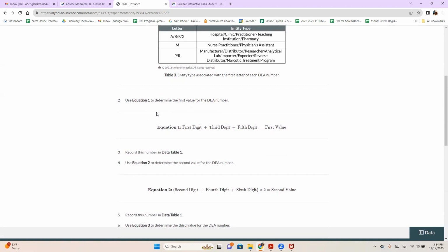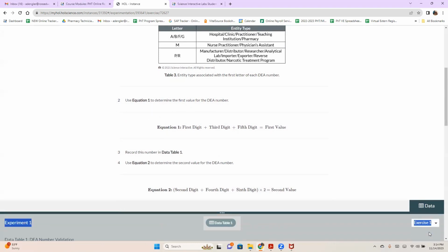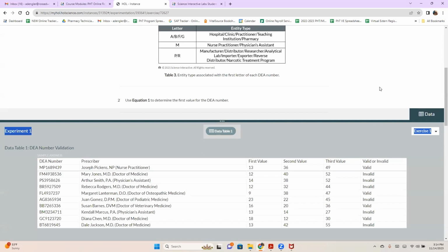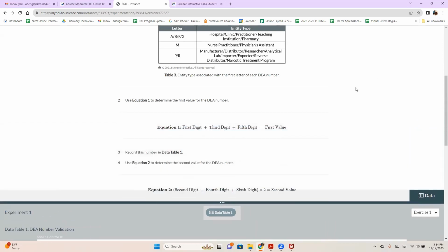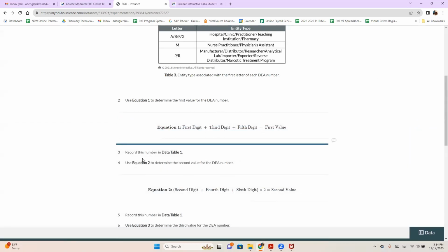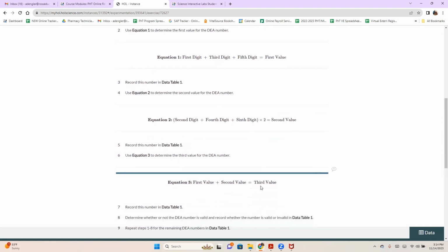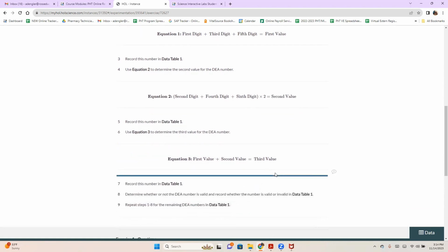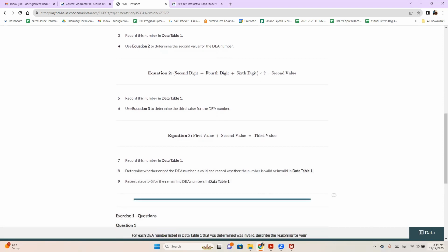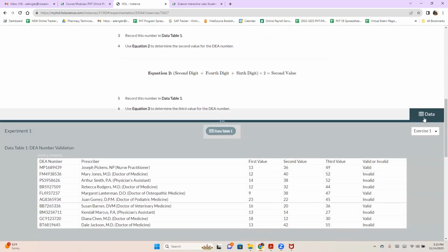So for the rest of that table, the second part is going to be the first value. And then the next part is going to be the second value. And then the next part is going to be the third value. So you're going to want to do that for all of the DEA numbers that are in this file.